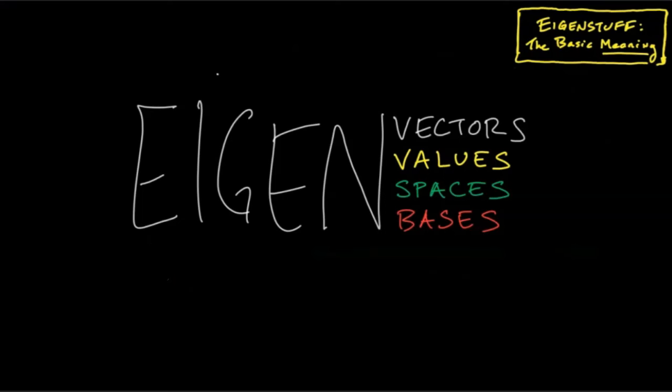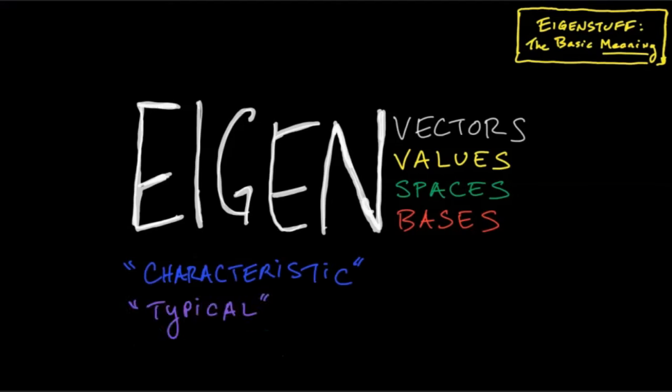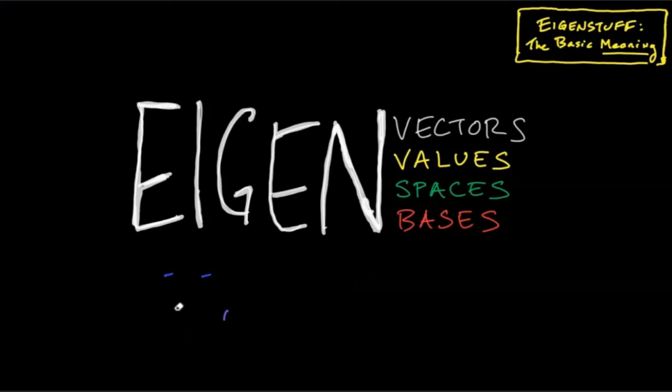Well, if you consult a German-English dictionary, you will find that eigen tends to be translated as something like characteristic or typical or something like that. And while such translations may work reasonably well for ordinary German, they don't really quite convey the flavor of what's going on in linear algebra, where eigen has an almost magical quality, which I suppose is why we tend not to translate it, and we end up with these German-English bastard words like eigenvalue or eigenbasis.